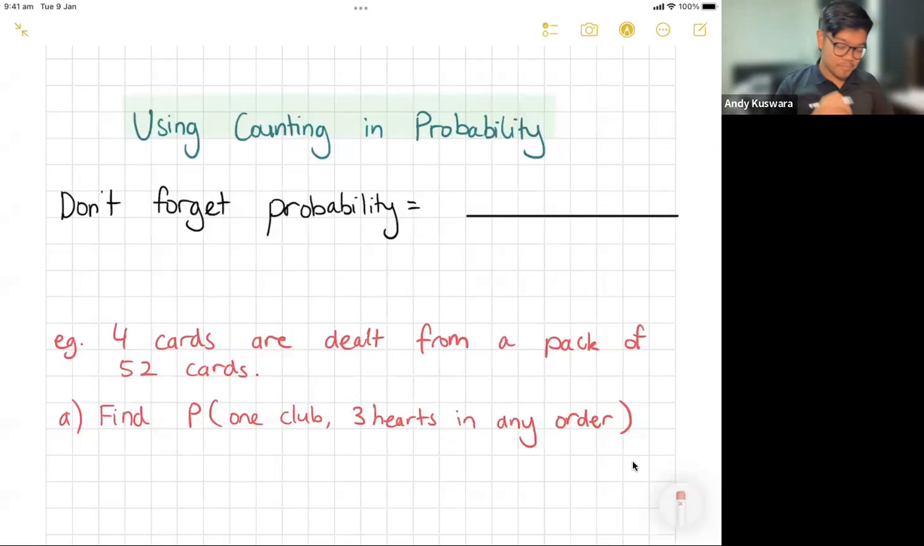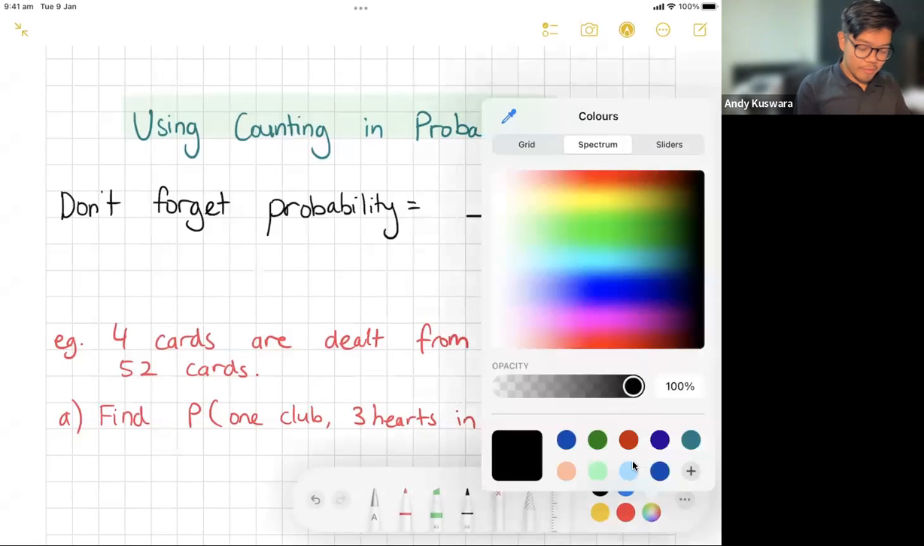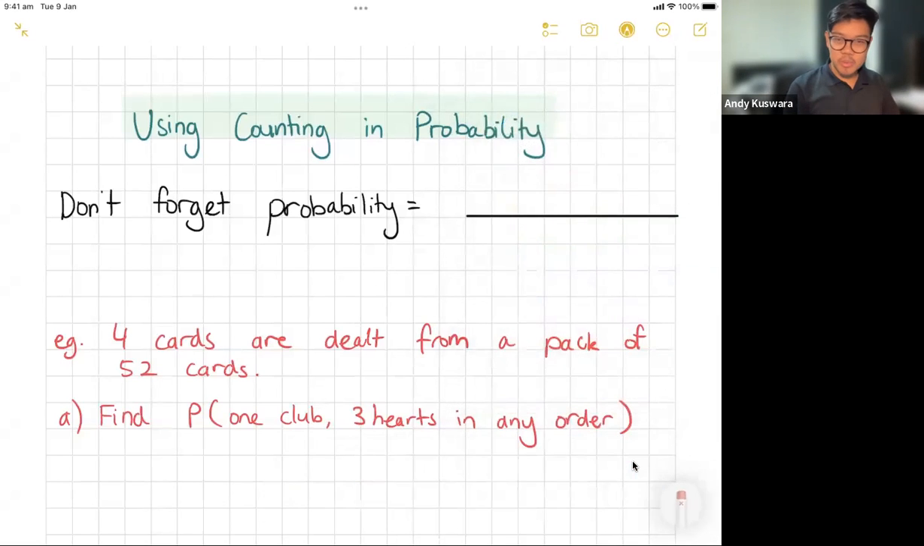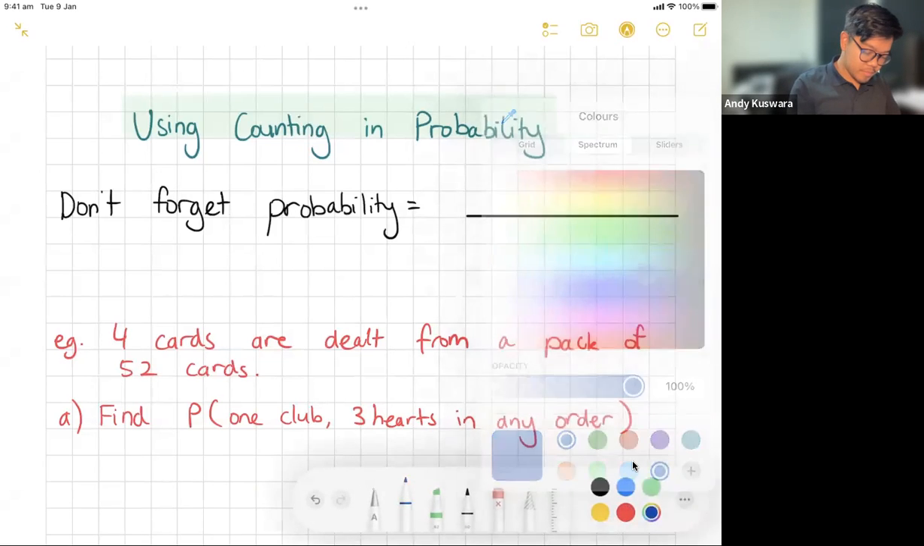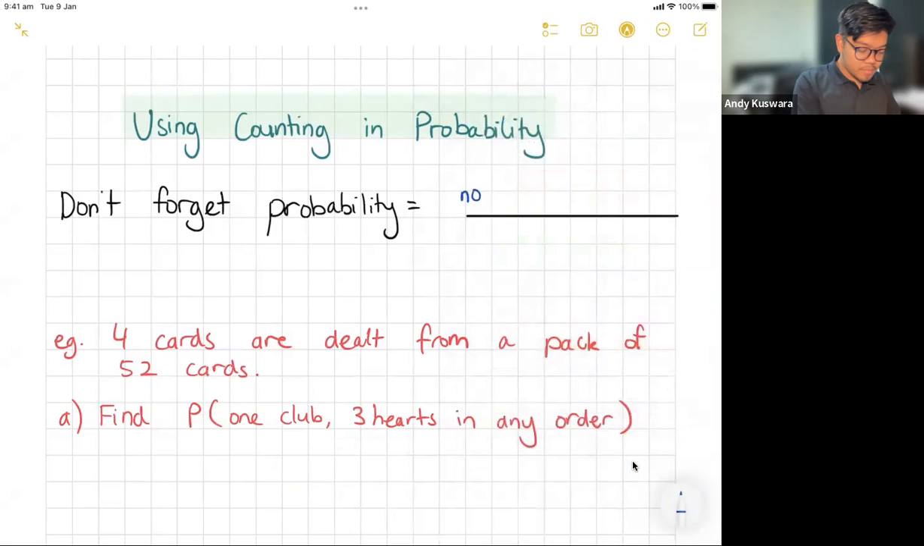All right. So today we're using counting techniques and probability. Very quickly, don't forget what probability is, all the way from basically year 2, year 3, up until year 12. Probability is always the same thing. It's the number of favorable outcomes over the number of total outcomes. Okay.